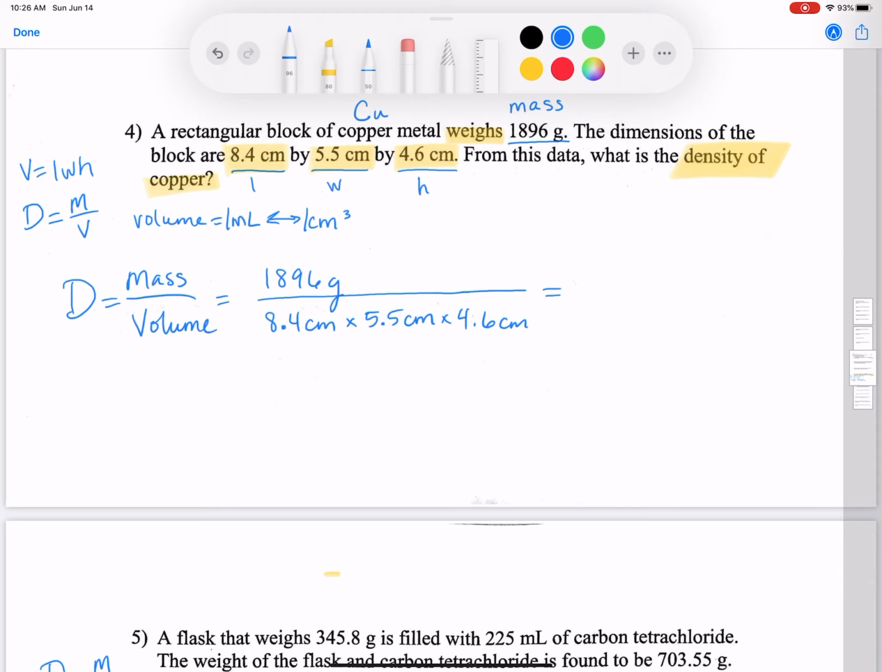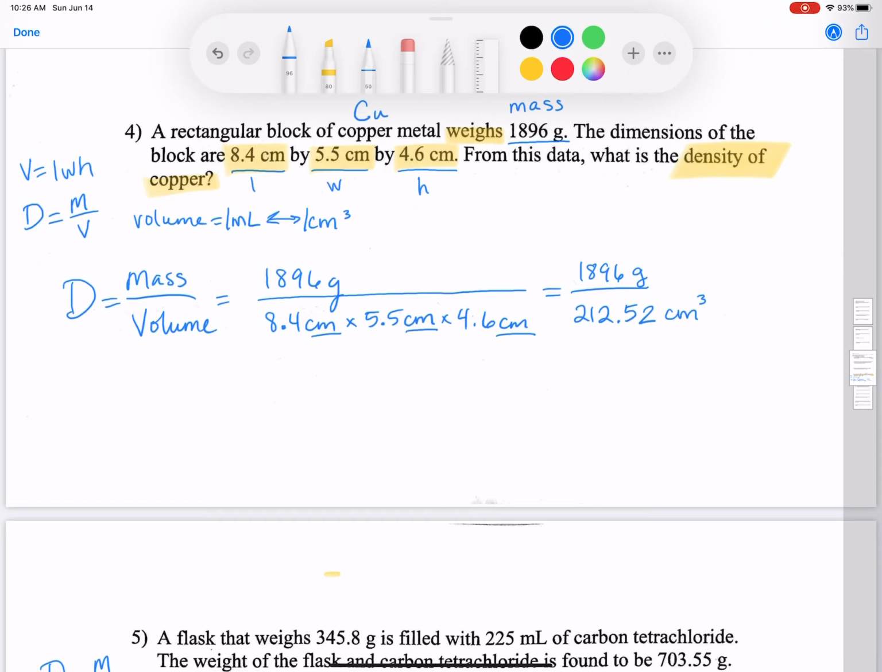If I were to go to my calculator right now, 1,896, I don't need to do any sort of calculation there, that's just the number. But if I were to multiply my denominator and clear that out, I would get 212.52. I want you to see where the units come from. So if I go back to my numerator for mass, my unit was grams. If I go to my denominator, my unit was centimeter by centimeter by centimeter. So that means centimeter cubed because I multiplied those out.